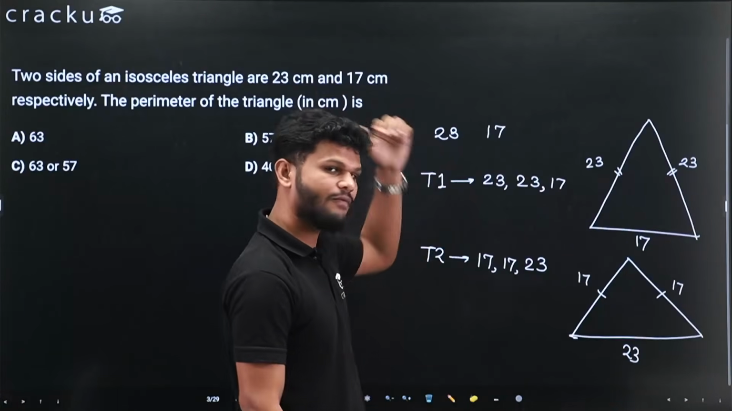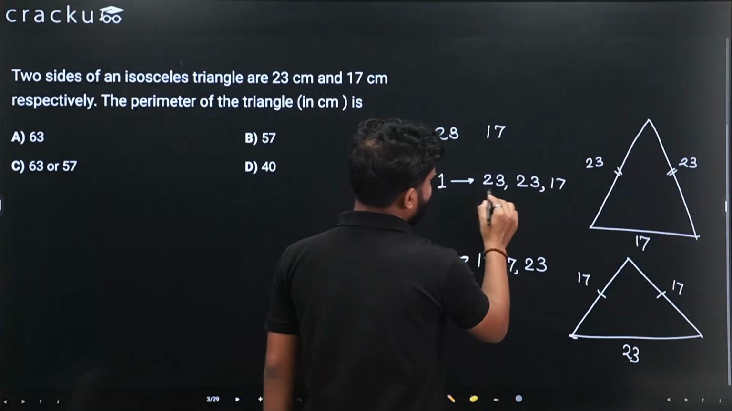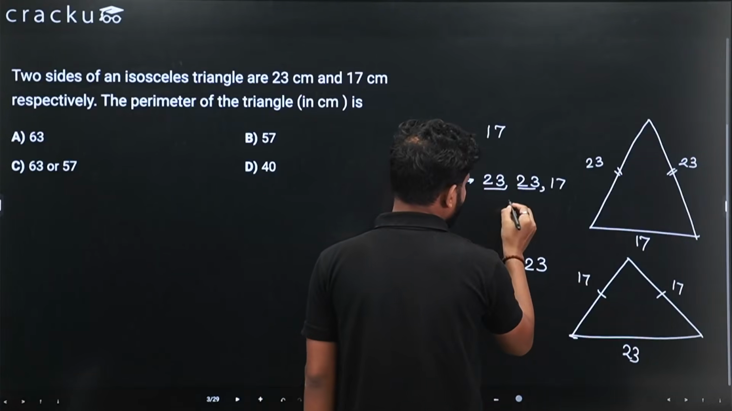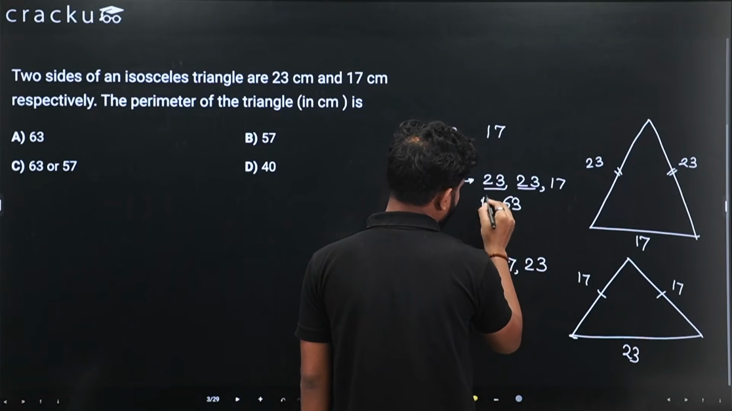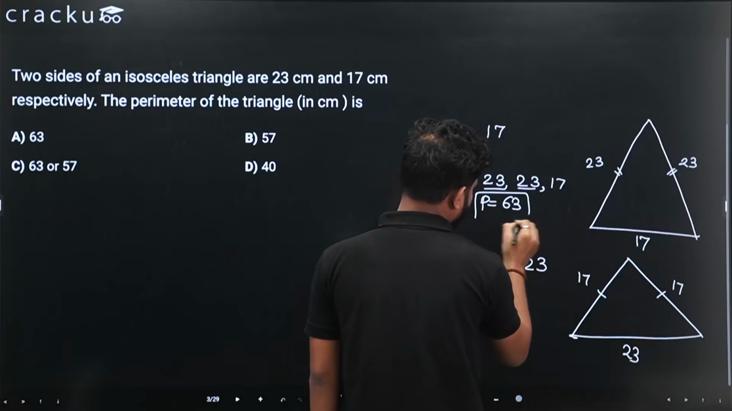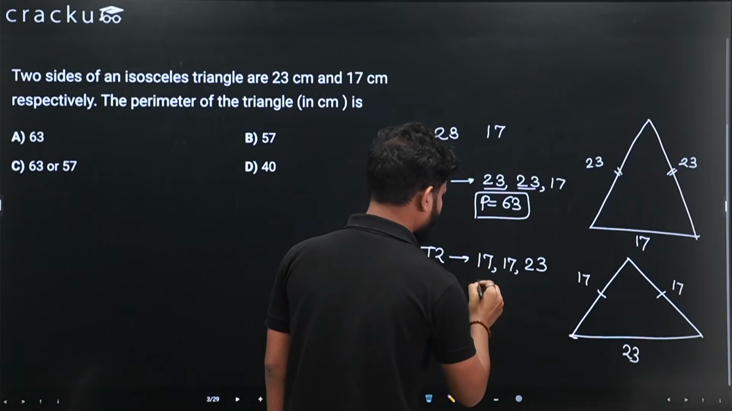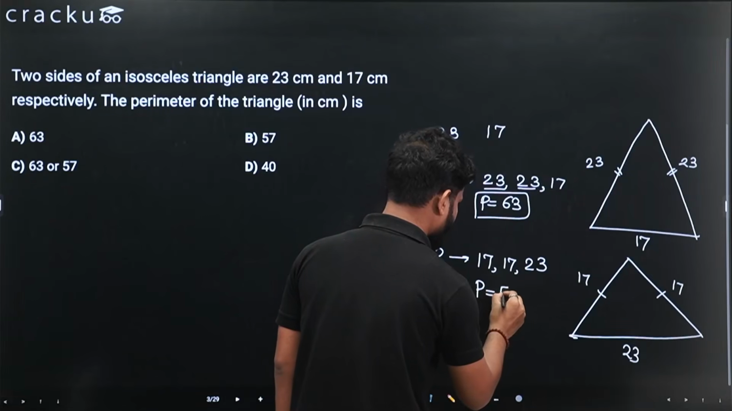What will be the perimeter of first triangle? It will be 23 plus 23, which is 46. 46 plus 17 is nothing but 63. So perimeter here is 63. In the second case, what will be the perimeter? 17 plus 23 is 40. 40 plus 17 is nothing but 57.